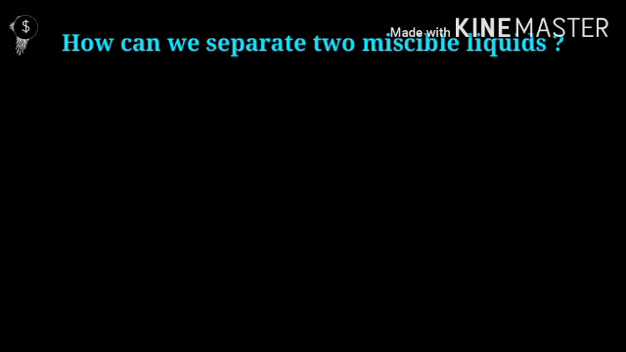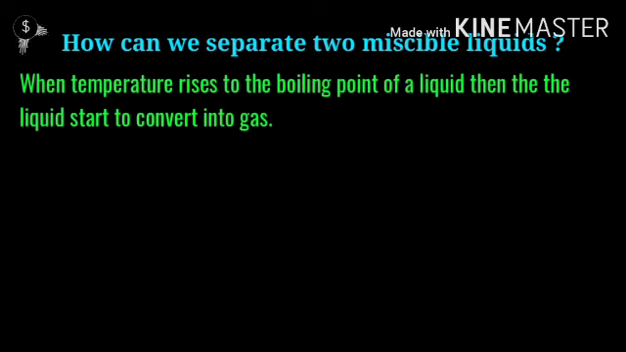Now, one question is there for you: how will you separate two miscible liquids? First of all, another question: what do you know by miscible liquids? Liquids which are mixed together properly, uniformly. Such liquids are called miscible liquids. Suppose you have a mixture of two miscible liquids, how will you separate them? You will separate them by the process of distillation.